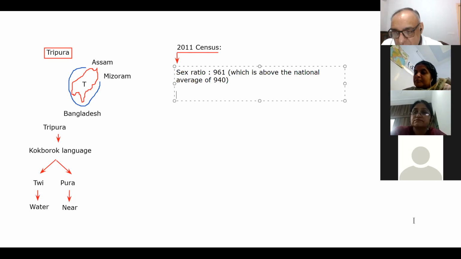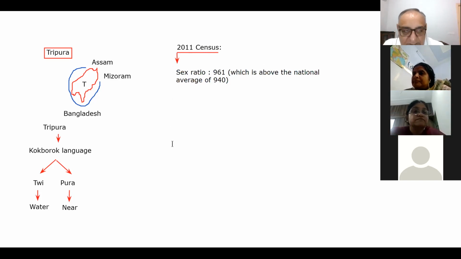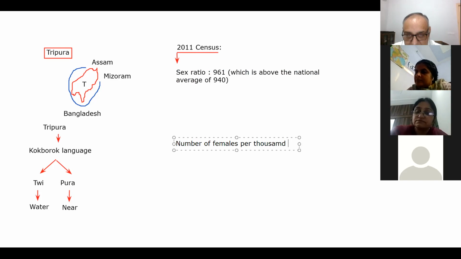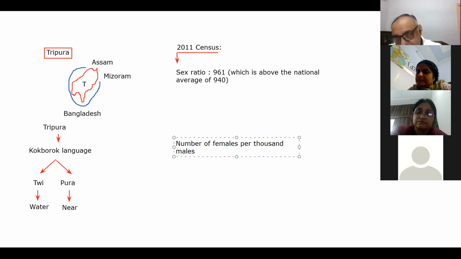So sex ratio हम कैसे देखते हैं हमारे कंट्री में? हम sex ratio देखते हैं number of females per 1000 males. So this is the meaning of the sex ratio in our country, per 1000 males. Okay.